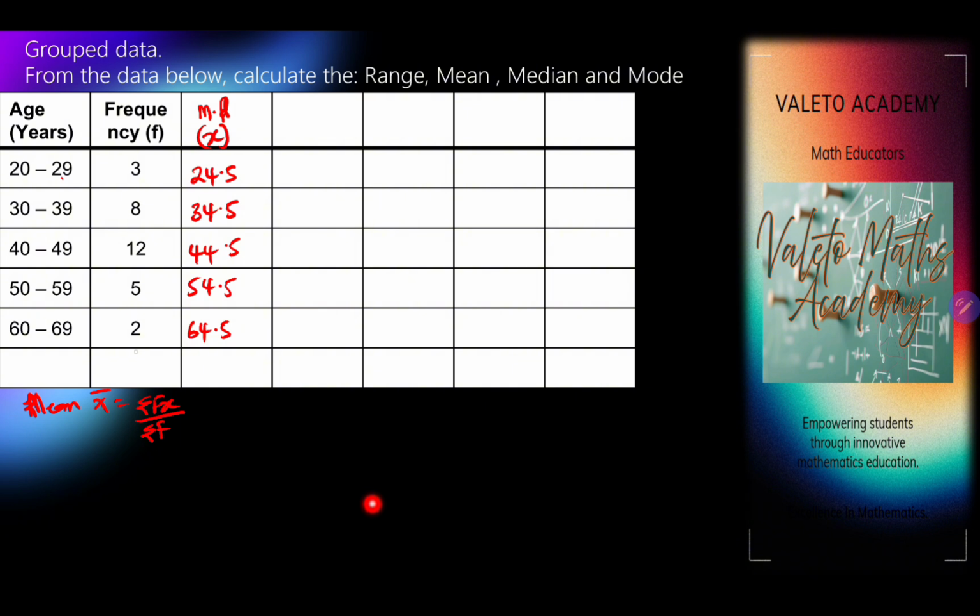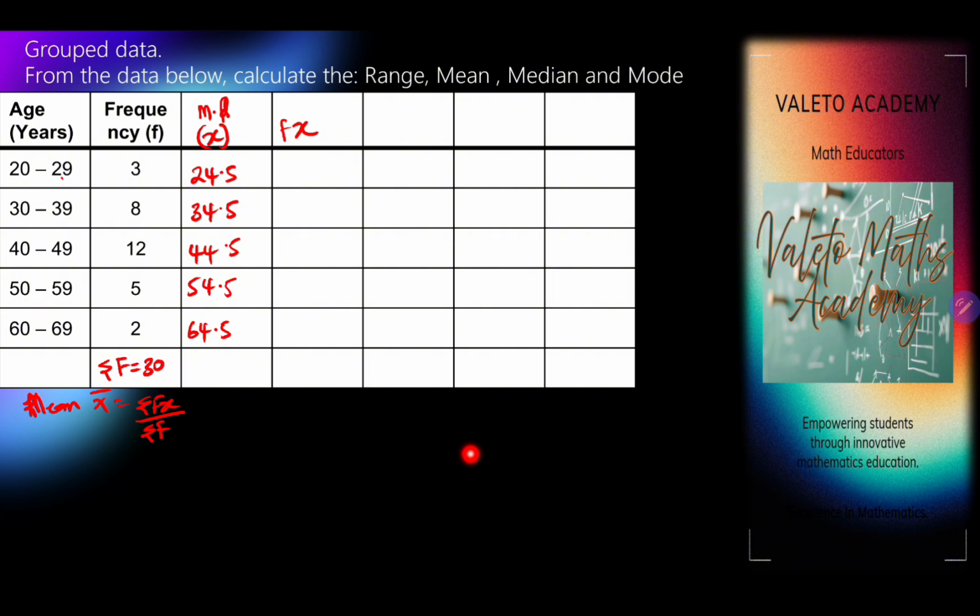So we total our frequency. 3 plus 8 is 11. 11 plus 12 is 23. 23 plus 5 is 28. And 28 plus 2 is 30. So the summation of our frequency is equal to 30. What is left is for us to get our fx. So we come to our next column and create our fx. This is the value of our f, and this is the value of our x, our working average for the classes.